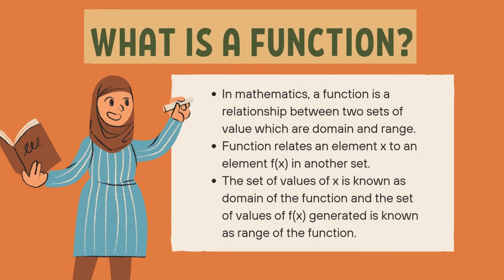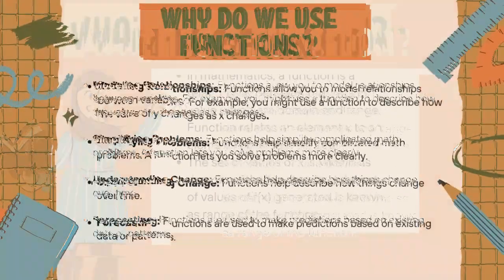Okay, so what is a function? In mathematics, a function is a relationship between two sets of values, which are domain and range. A function relates an element x to an element f(x), also known as y, in another set. The set of values of x is known as the domain of the function, while the set of values of f(x), also known as y, generated is known as the range of the function.